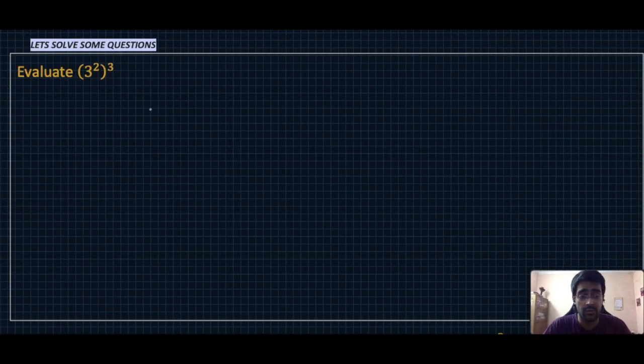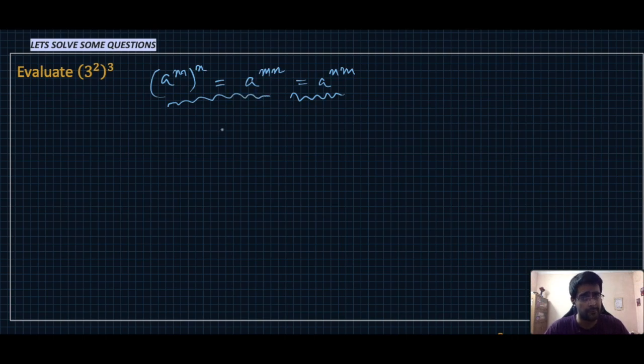So now the second question that we'll discuss is (3 to the power of 2) to the power of 3. And if you remember, this resembles the identity that we discussed with (a to the power of m) to the power of n, which we eventually said will be equal to a to the power of mn, and this will be equal to a to the power of nm, right? I don't think we need to use the latter part here. The first part of the identity will be enough to use here.